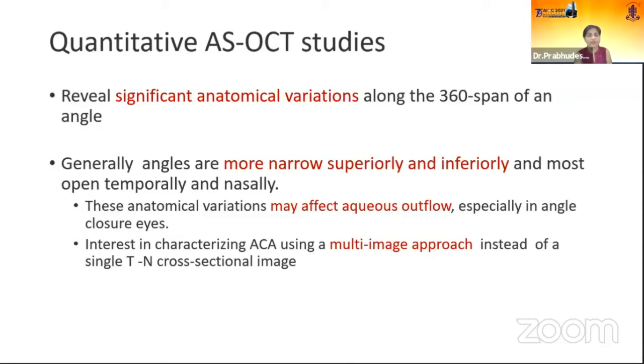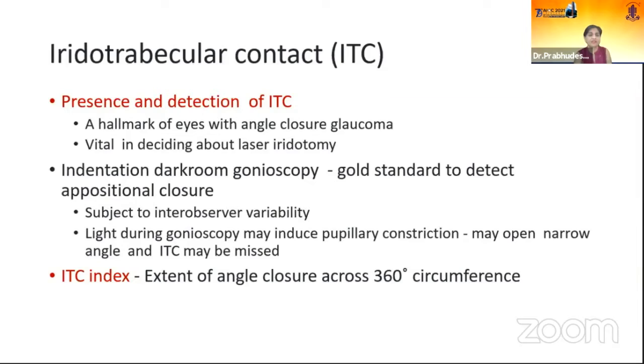So we have to take a multi-image approach to anterior angle landmarks and anatomy, instead of a single cross-sectional image. For this, there is another quantifiable factor, which is iridotrabecular contact, that is ITC. The presence and detection of ITC is very important because it is the hallmark in eyes with angle closure glaucoma. It is vital in deciding about laser iridotomy. Indentation darkroom gonioscopy is the gold standard to detect appositional closure, but it is subject to inter-observer variability. Even light during gonioscopy may induce pupillary constriction and may open narrow angles, so it can be missed.